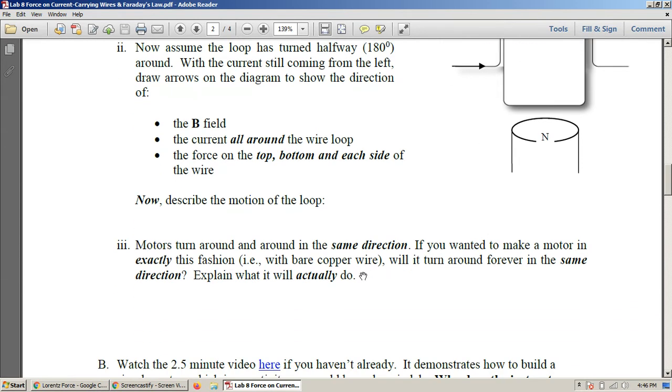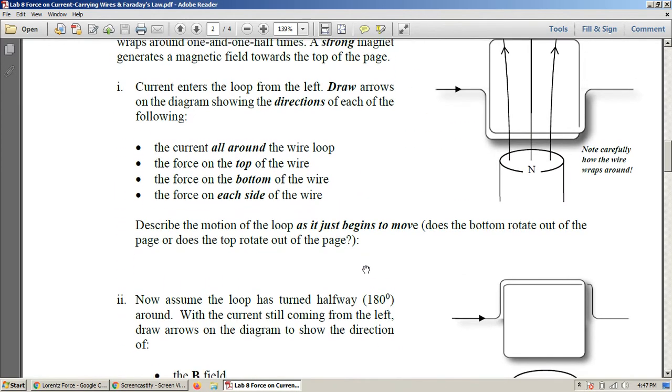Now, we lead to a conclusion. This third question here is that motors turn around in the same direction. What you should see is that this motor, as described, doesn't work. It oscillates. It goes between the two pictured states, between the top picture and the bottom picture, without making a complete rotation. The forces are always going to oscillate like this.